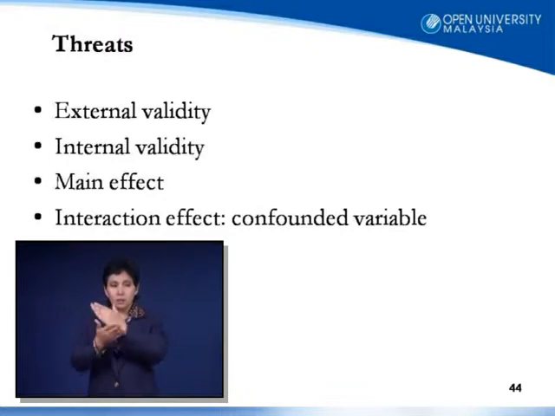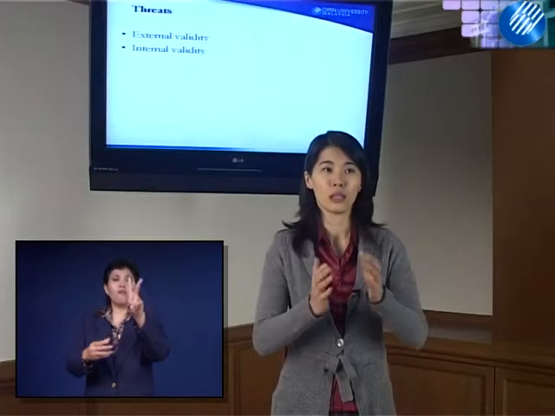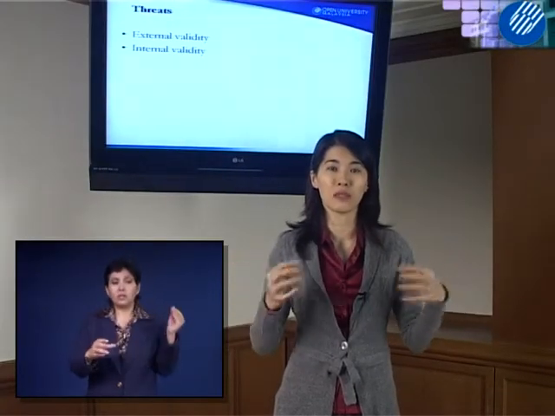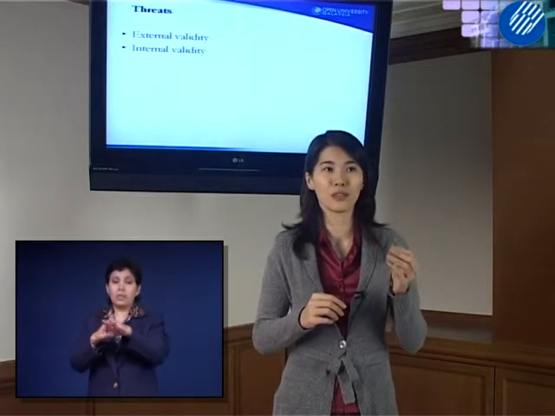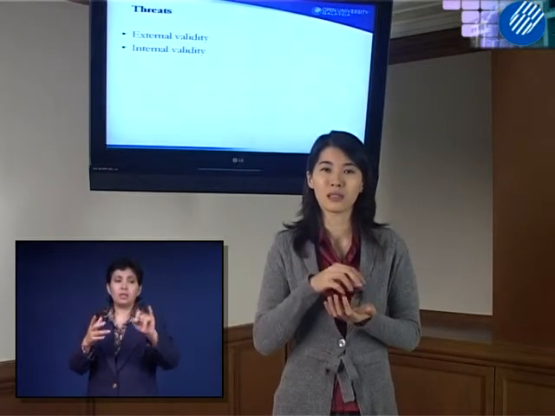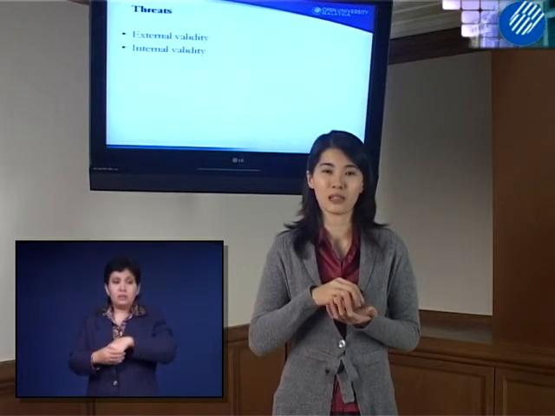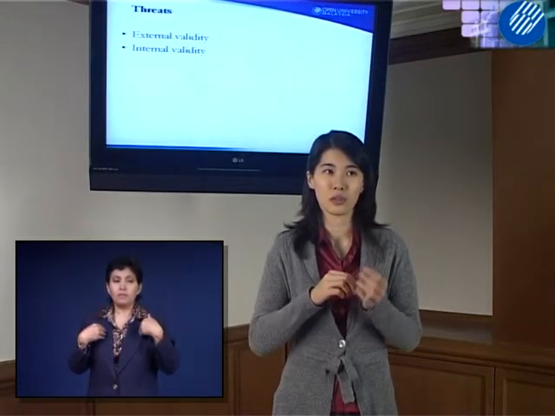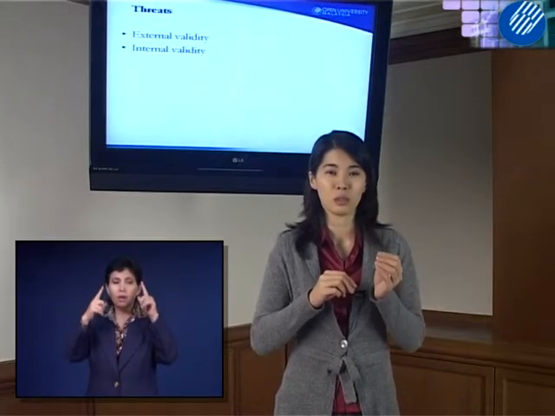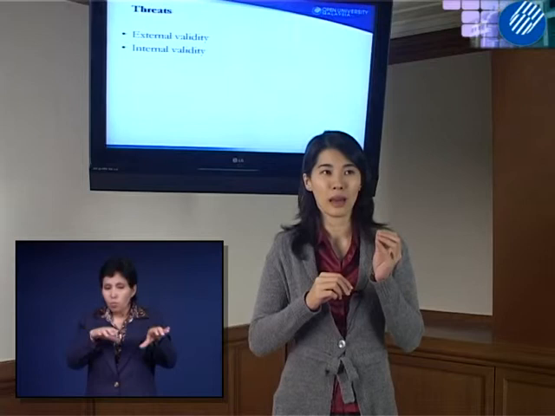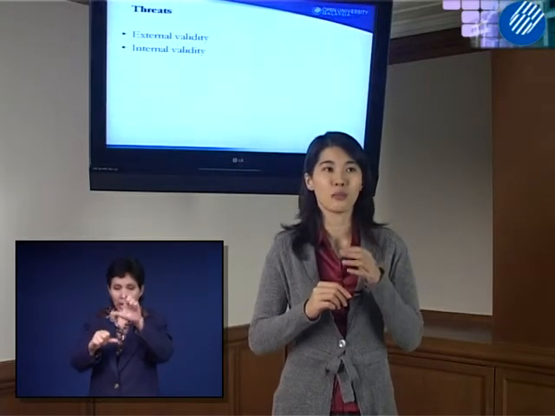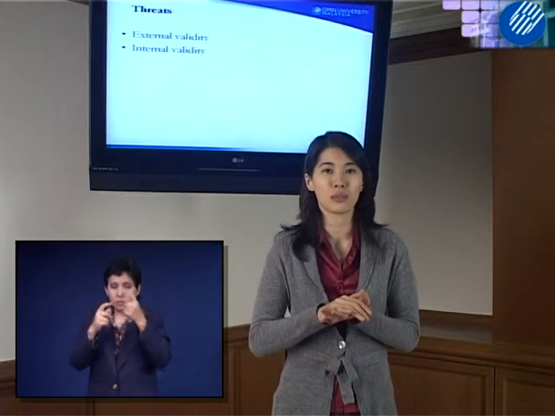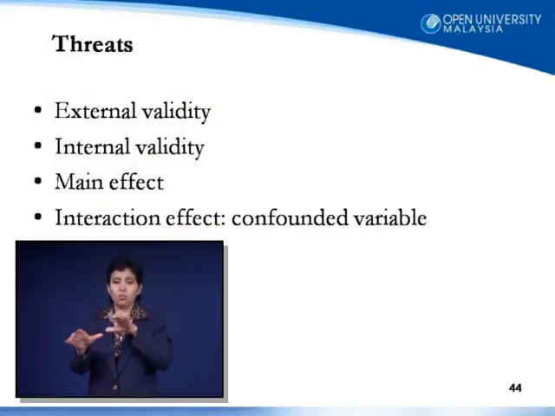Now, some of the threats when you do your experiment are external validity and internal validity. External validity refers to things outside of your experiment that might influence the outcome of your study. Internal validity means the experiment within, inside, already has problems. So you have to be aware of these things. Before you even start your experiment, you have to try to eliminate them, and if that is not possible, you have to try to reduce them. You need to do this before you start your experiment.